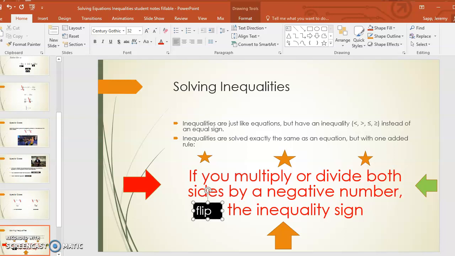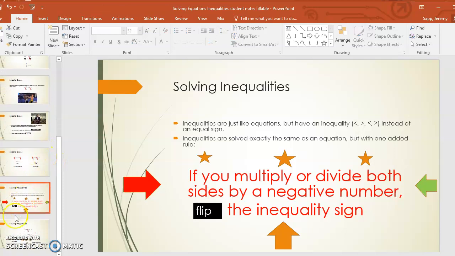And what I mean by flip the inequality sign is you change it. If it was a greater than, you make it a less than. If it was a less than, you make it a greater than. If it was a less than or equal to, you make it a greater than or equal to. If it was a greater than or equal to, you make it a less than or equal to. Okay, so all you're doing is you're changing the sign. If it was less than, you make it greater than. If it was greater than, you make it less than.